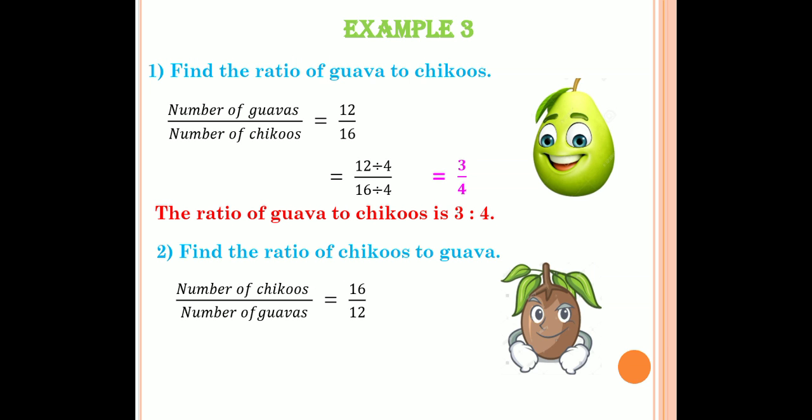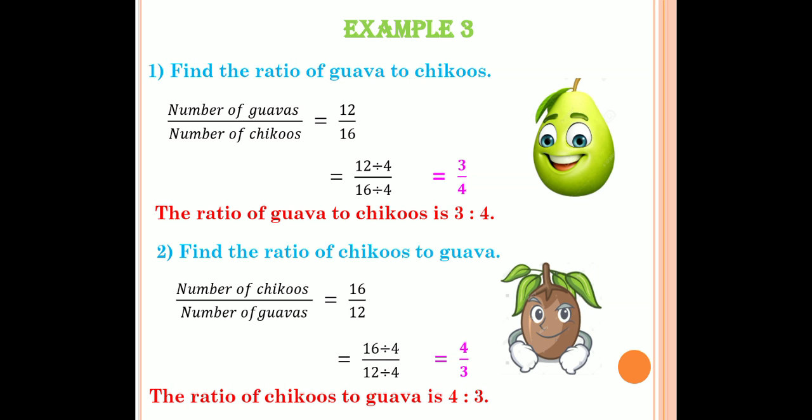Now number of chickus is 16 upon number of guavas is 12. When we solve it, 16 divided by 4 upon 12 divided by 4. So 4 into what gives us 16? 4 4s are 16 upon 3 4s are 12. So that is how we get the ratio of chickus to guavas is 4:3. So definitely the answer will be inverted because the question is also inverted. The first one was guavas to chickus and the second one is chickus to guavas. I hope you are understanding how to find the ratio.